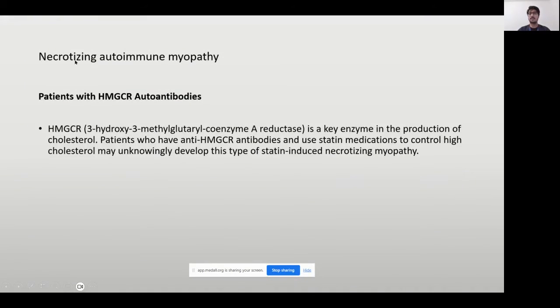So, as I mentioned, the biopsy showed necrotizing autoimmune myopathy. We sent HMG-CR antibodies. Now, what are the HMG-CR antibodies? HMG-CR is a key enzyme that is used in the production of cholesterol. Patients who have anti-HMG-CR antibodies and use statin medications to control high cholesterol may unknowingly develop this type of statin-induced necrotizing myopathy. So we have to check for these antibodies against these receptors.